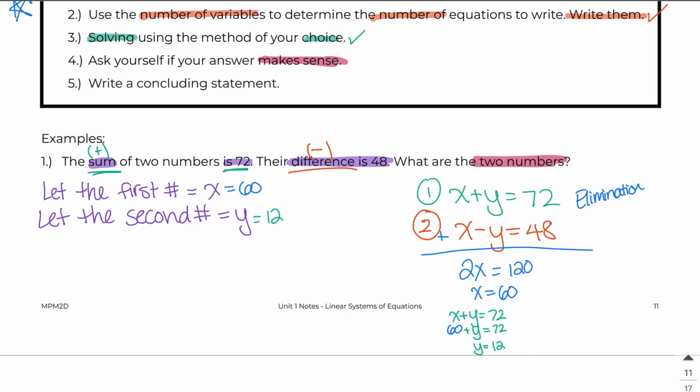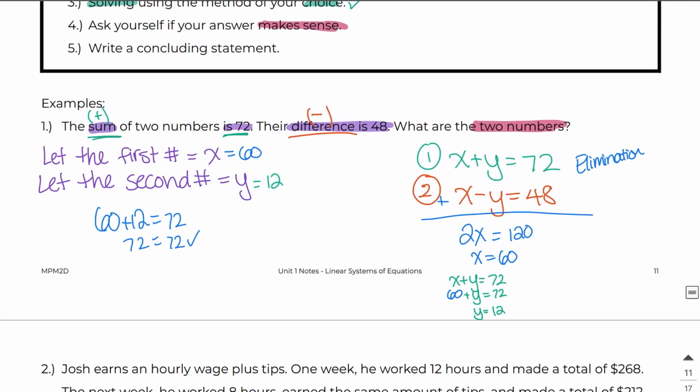So let's go through and think about what the answers are saying. It says that the sum of the 2 numbers is 72. So that means that if I add the 2 numbers together, I should get 72, which is true, right? The 2 numbers, when you add them together, you do get 72. And then it also says that the difference is 48. So if I subtract my 2 numbers, I should get 48, which is true. 60 minus 12 is 48. So this does work as well. So we are done with making sure that our answer makes sense.